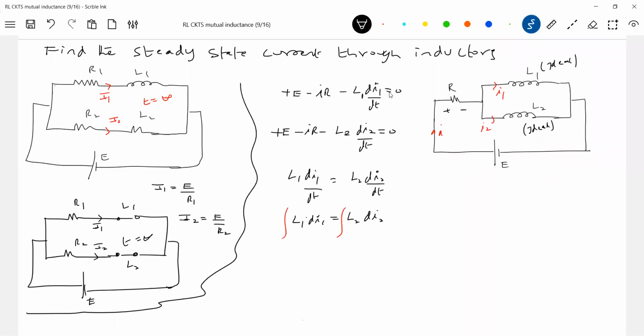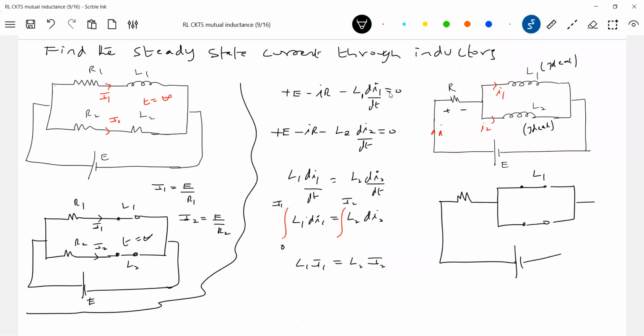Integrating, with current from 0 to I1, I2, so L1 I1 is equal to L2 I2. And this I1 and I2 should hold after a long time also, where wherever the inductor is there, I'll replace it with a short circuit. Let it be, no problem. This is a hypothetical problem because we'll never get an ideal inductor. I think you must be able to understand it just on paper.